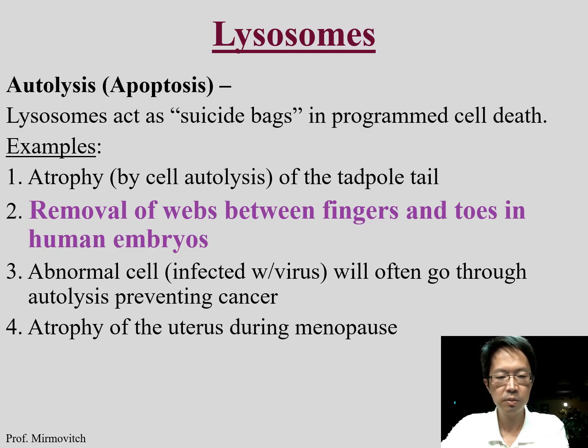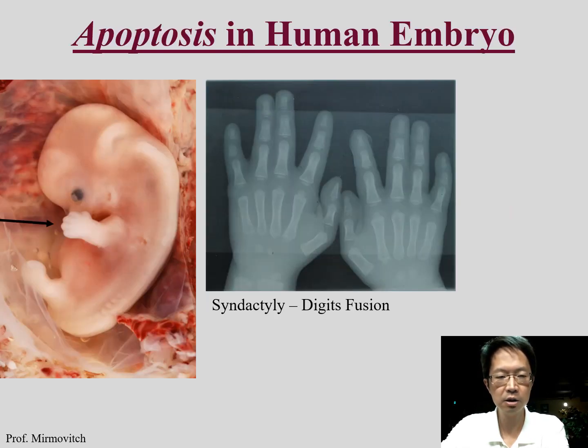So I talked about removing the web between fingers and toes, so that our fingers and toes can move freely and separately. We can take a look. When we are embryos, it looks like that. Okay, we have webbed fingers.